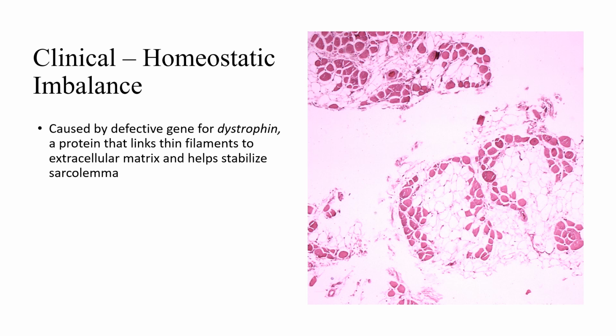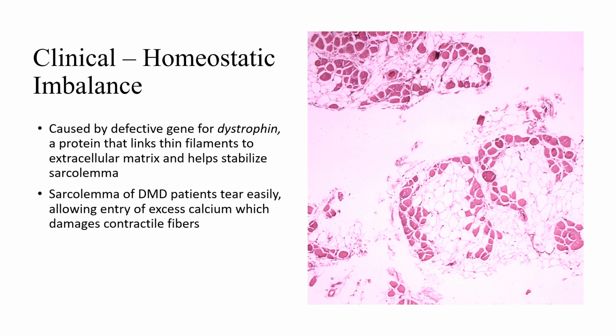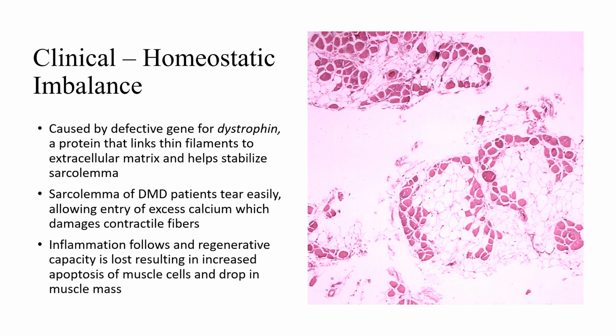And what actually is happening is that there's a defective gene for the dystrophin. So again, remember, dystrophin is going to be this protein that attaches the thin filaments to the sarcolemma, or the cell membrane. And it allows for stabilization. If that's not functional, then these individuals are not going to have the stability inside of the muscle that needs to be there. So these individuals can tear their muscles easily, which then allows calcium to enter and damages the contractile fibers. There's then inflammation and regeneration, and overall it just causes apoptosis of muscle cells.